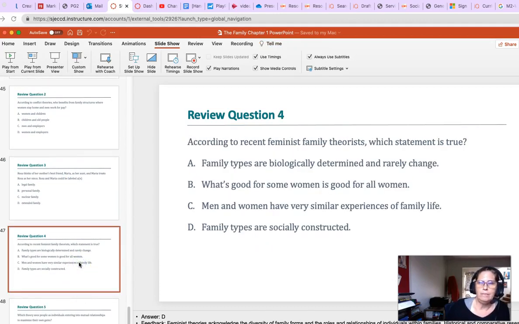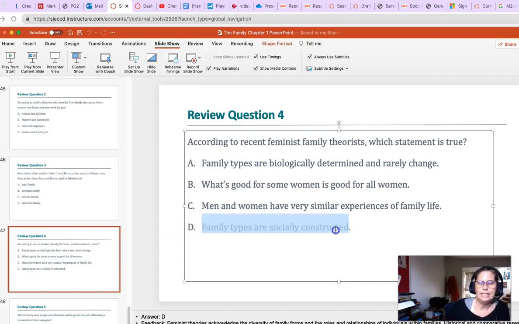According to recent feminist family theorists, which statement is true? Are they biologically determined? What's good for some women is good for all women. Men and women have very similar experiences of family life, or family lives are socially constructed. It's the society that you're in that tells you what the family should look like. Family types are socially constructed.